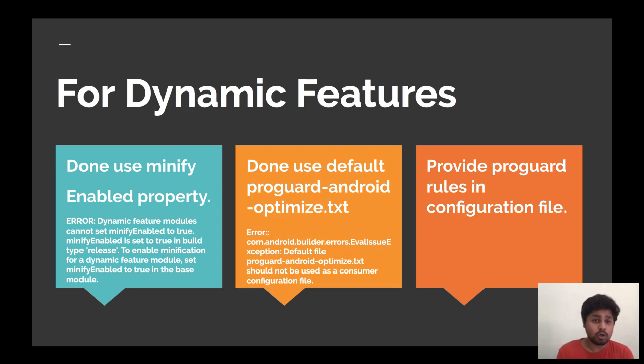Third thing, don't use shrink resources, as it cannot be used for multi-APK applications. So you can't use shrink resources within your dynamic features.